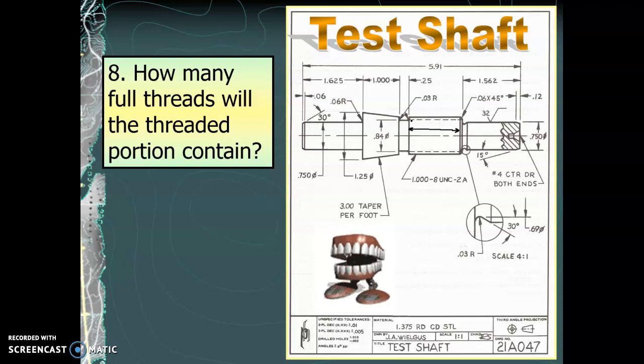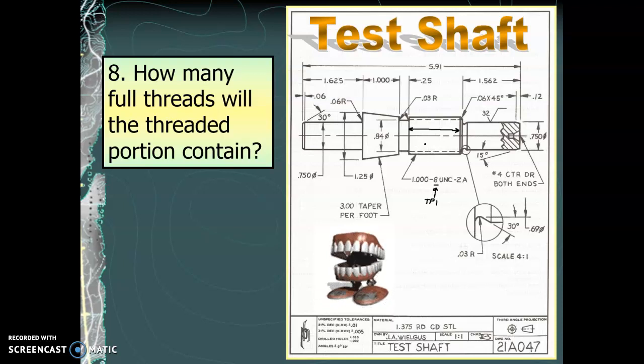From here to here, we can see that the threads are being represented by the simple method of thread representation, just some dashed lines here. And we can see the note here says that it is 1 inch external diameter, and it's 8 UNC-2A. So that 8 is the TPI, the threads per inch.